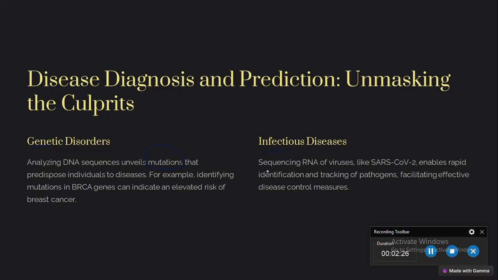Okay, what else, related to infectious disease? I will take advantage of DNA or RNA sequencing. We can sequence the RNA of a virus like SARS-CoV-2, enabling rapid identification and tracking of these pathogens. What is the benefit? I can facilitate effective disease control measures.